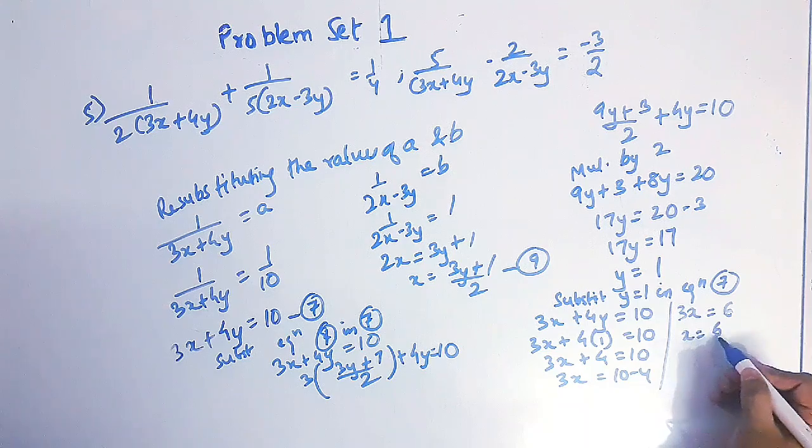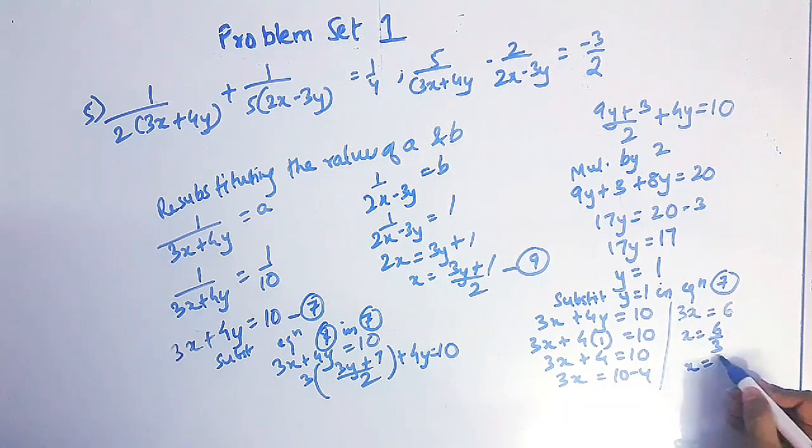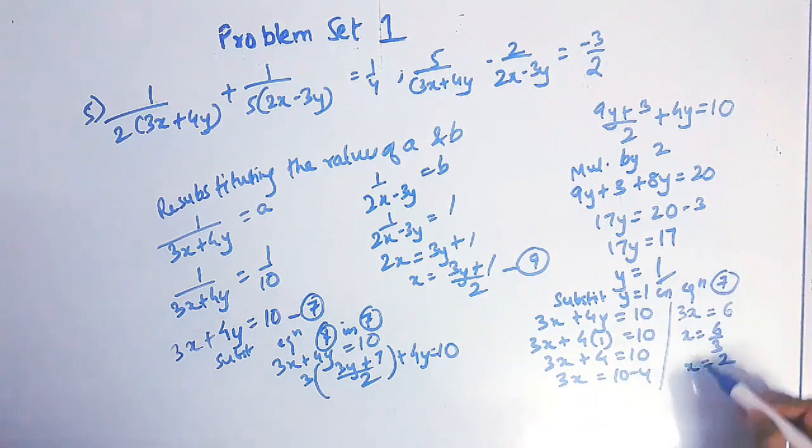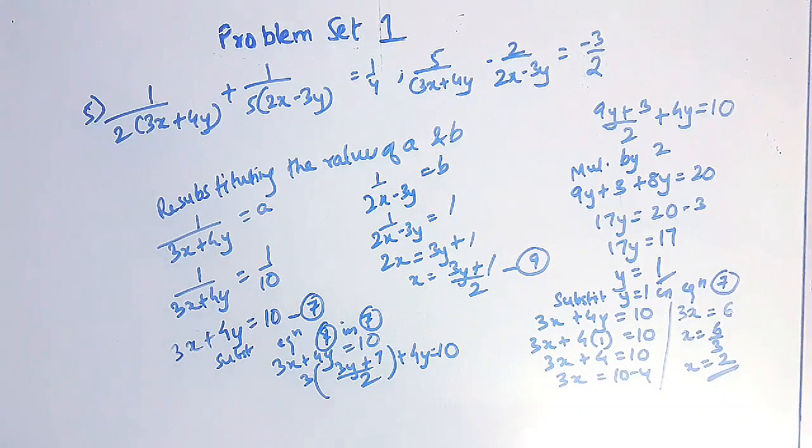x is equal to 6 by 3. x is equal to 2. So this is the value of y, and this is the value of x. So you can write your solution: x is equal to 2, y is equal to 1.